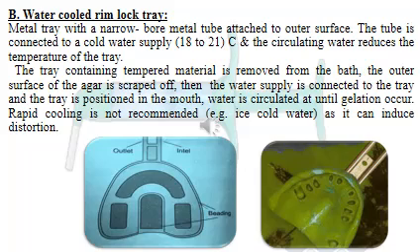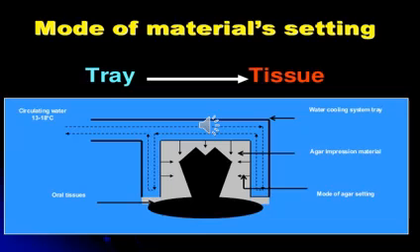In this picture we can see the tray with the impression material. In this diagram we see the tray, the material, and the tooth that we want to make an impression for. From the left side, the water enters and circulates in the tray for cooling the material, and then goes to the outside.